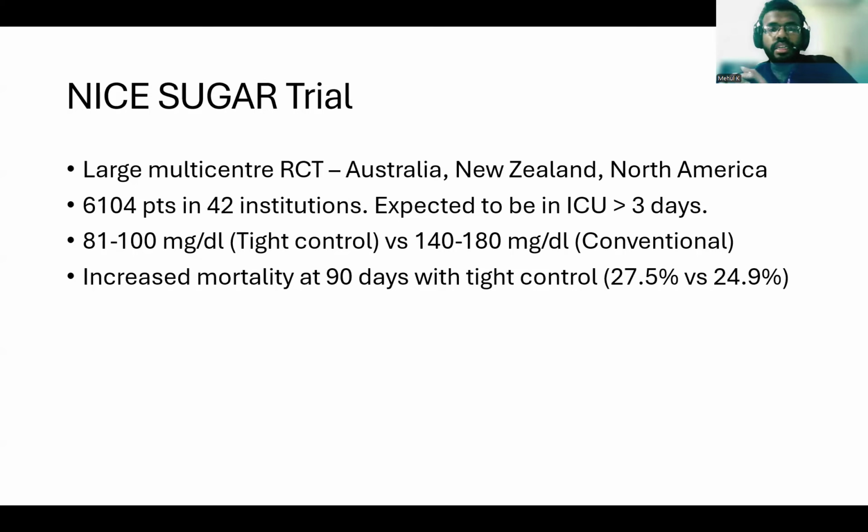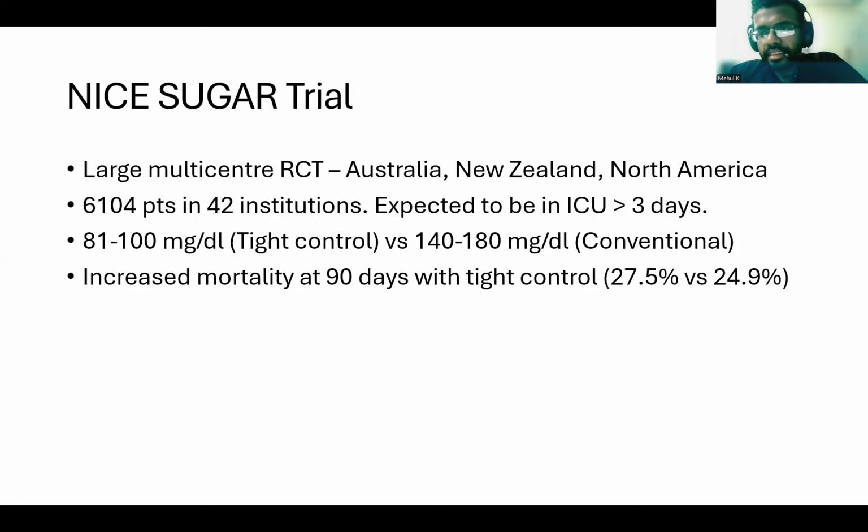It was a large multi-center RCT, and this actually crossed multiple continents. So it involved Australia, New Zealand, as well as North America, 6,000 patients and over 42 institutions. And they included patients that they felt were going to have an ICU stay of more than 3 days. They compared tight control of blood glucose between 80 to 100 versus a more liberal group of 140 to 180. And what they showed here was that there was more mortality in patients who had tighter control, at least 3% more mortality in the tight control, 80 to 100 group.